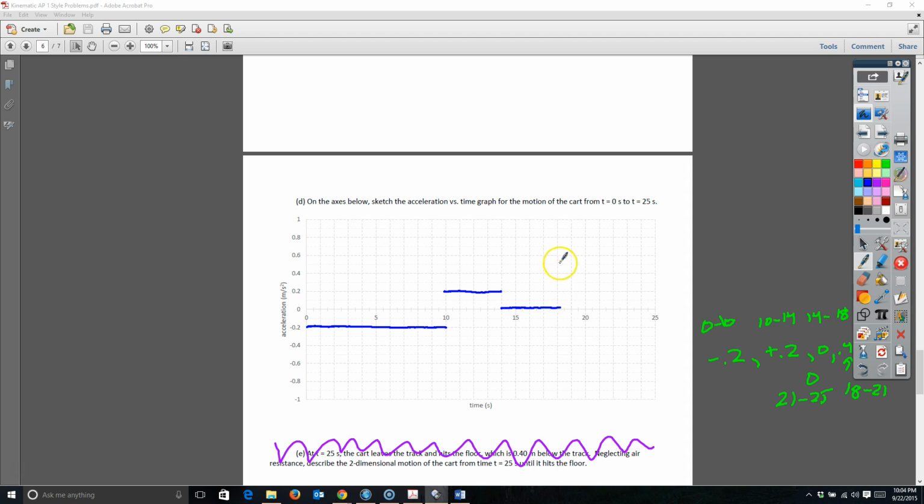Then we've got to move all the way up to 0.4. In 0.4, we're going to do this one from 18 to 21, and then finally from 21 to 25. That one is a whopping 0. So now that we've done those, we should be done with this problem, and that is it.